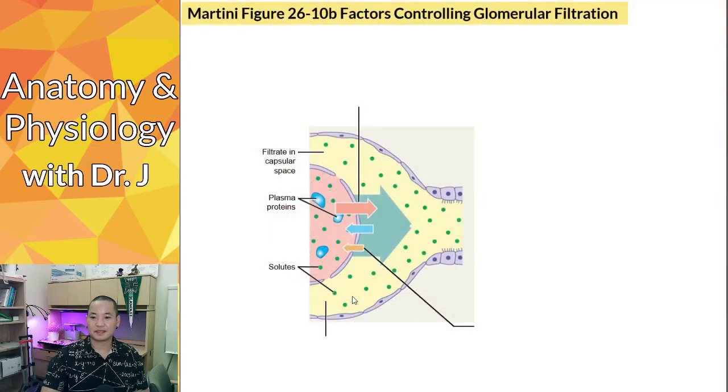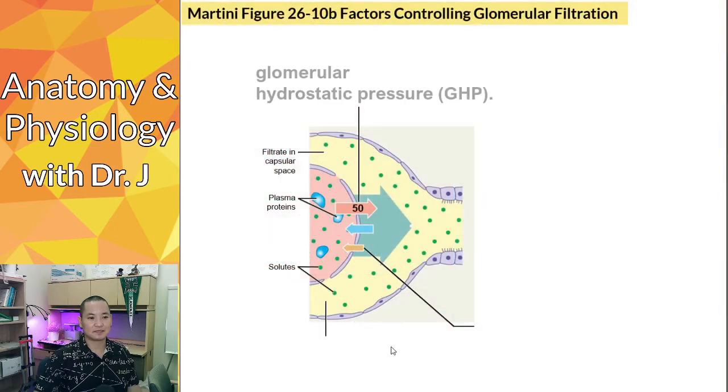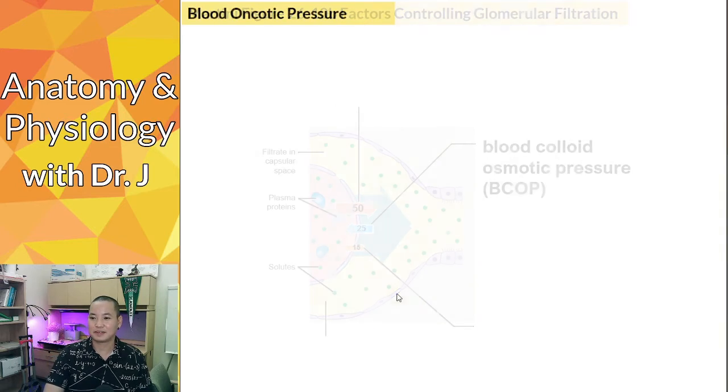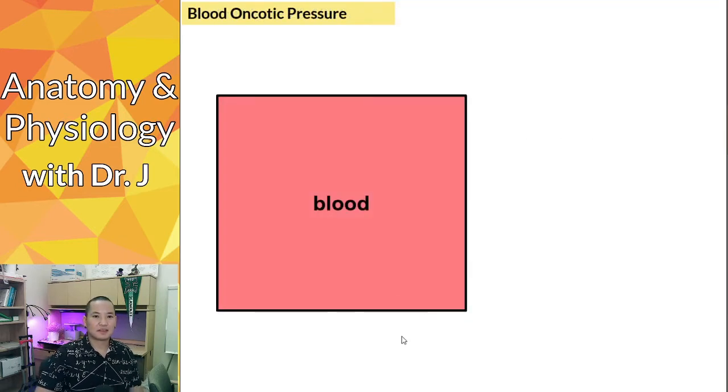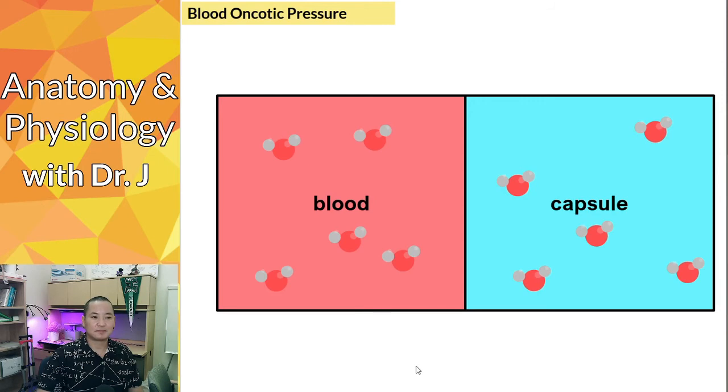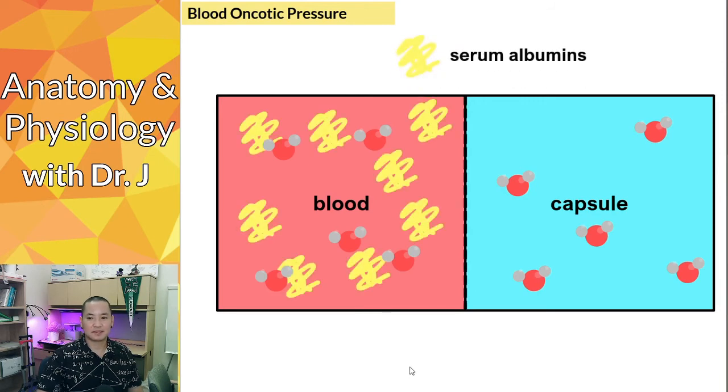And why am I making a big deal about what filters through? Well, this is related to our blood colloid osmotic pressure. We did cover this a little earlier, but I'll review. Oncotic pressure is like osmosis, but it's due to protein. So here we have the blood inside the glomerulus, and here we have the filtrate inside the capsule. We have water molecules here, and we have all these serum albumins. As we established in the previous slides, serum albumins should not filter through from your blood into the capsule.